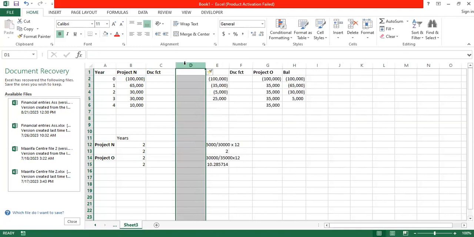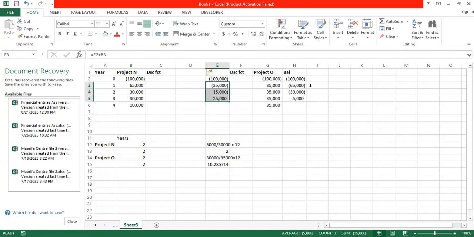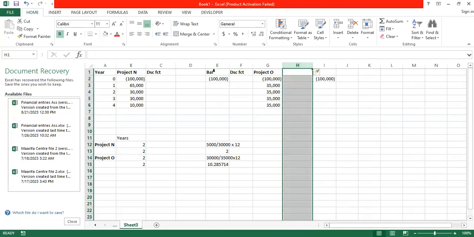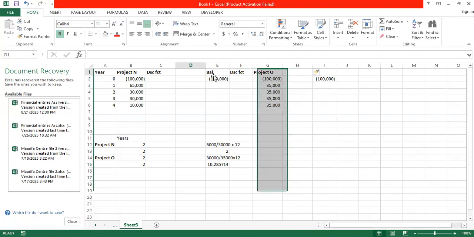So these are the raw cash flows there. And then here we're going to have the discounted cash flows. Right, discounted cash flows, and then we want discounted cash flows there again. I'm going to put all these here to be bold.